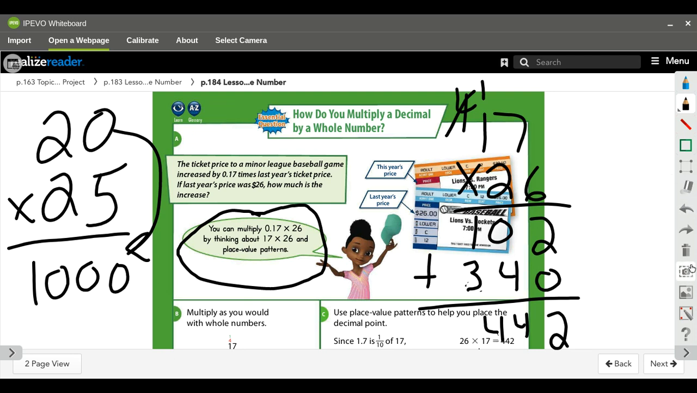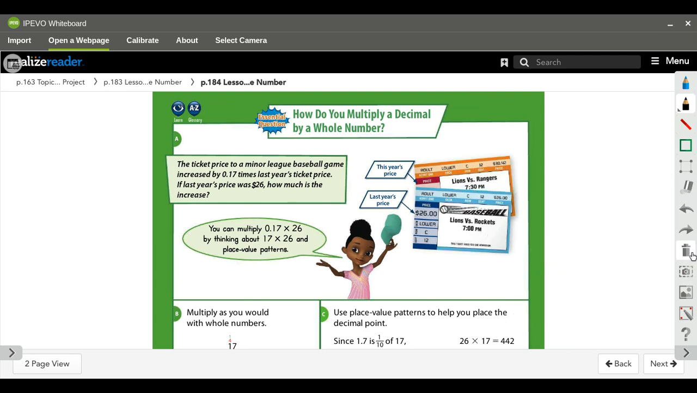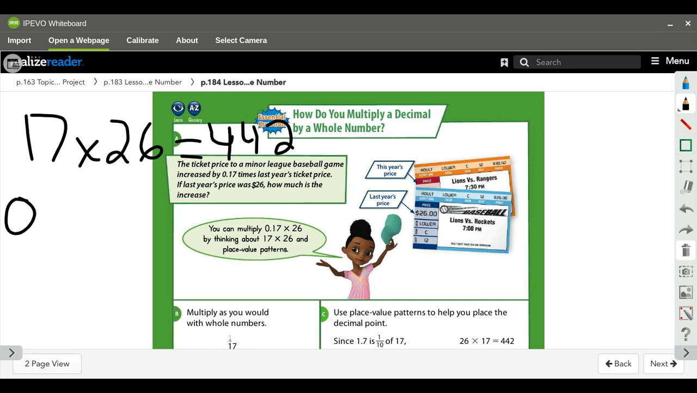Okay, so I'm going to rewrite this. 17 times 26 is going to be equal to 442. What I want to know is 17 hundredths multiplied by 26. What is that equal to? So I'm looking at my place value patterns. My place value patterns is I'm looking at here.